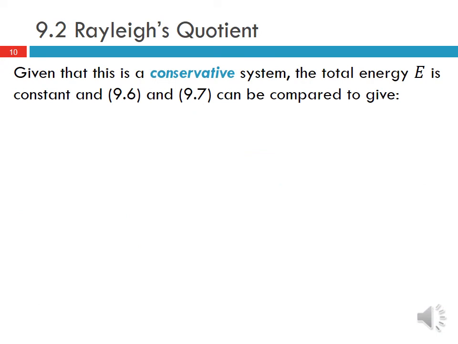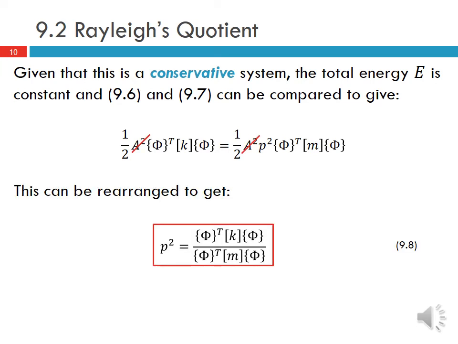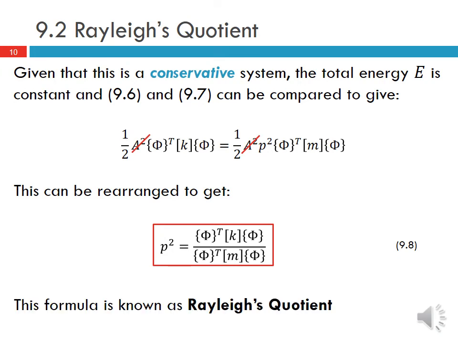So given that this is a conservative system, the total energy is a constant, and 9.6 and 9.7 can be compared to give this expression. And now we can simplify this, canceling out the a squareds as well as the 1/2s, and rearrange it to get the expression here, where p squared is equal to phi transpose K phi divided by phi transpose M phi. Now this formula is known as Rayleigh's Quotient, and it allows us to estimate this natural frequency p squared.